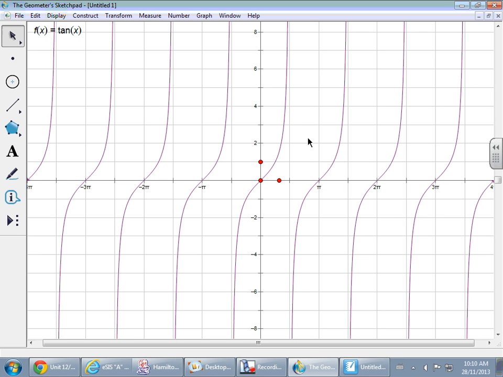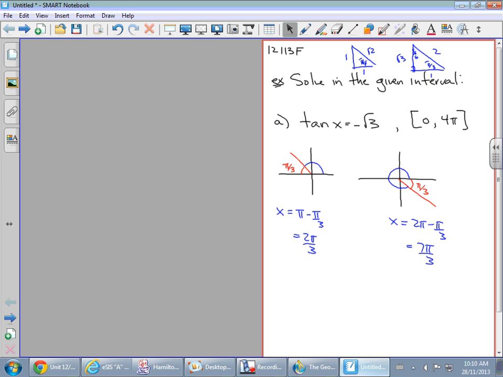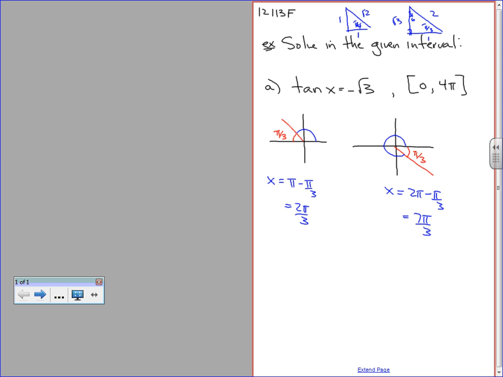Okay? So really, for the tangent curve, this is my first answer. And this answer is really just this answer. If I add pi to it, I get that answer. I didn't do that correctly. That didn't make sense. Now I did it correctly. So if I add pi to this answer, I get that answer.